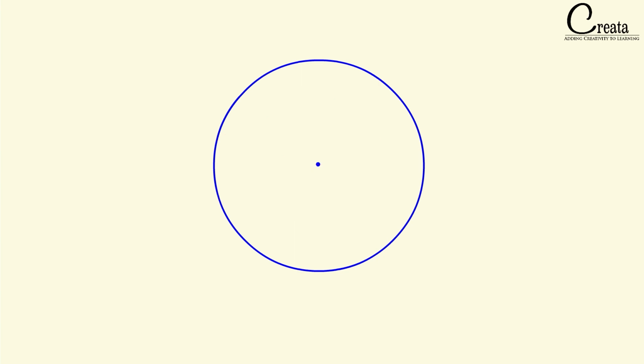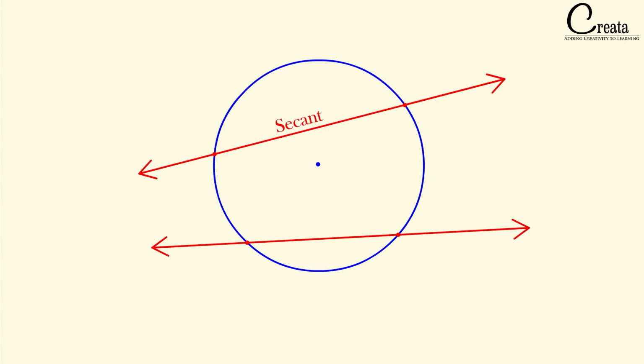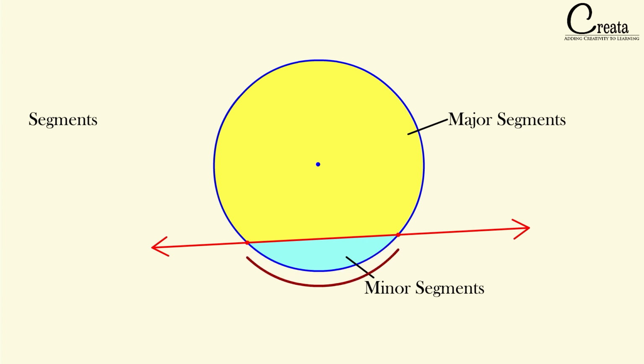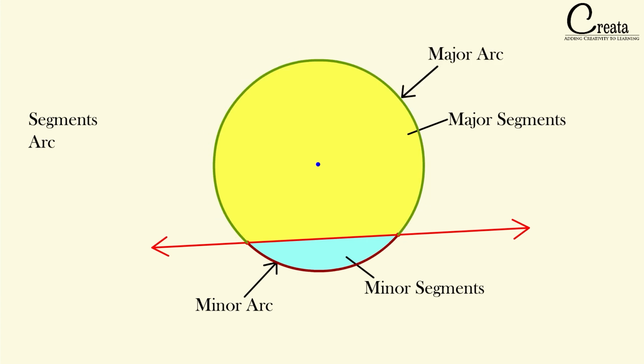A secant is a line which intersects the circle at any 2 points. So this is a secant. This can also be a secant, any line which is intersecting the circle at any 2 points. A secant basically divides the circle into 2 parts, which are known as segments. The small one is the minor segment, the big one is the major segment. And this portion is known as an arc. Small is the minor arc and the big one is the major arc.